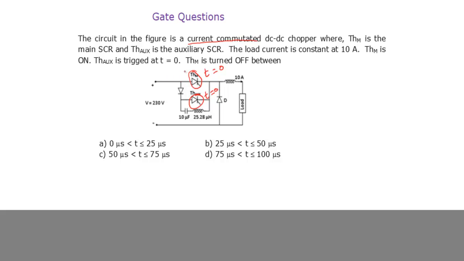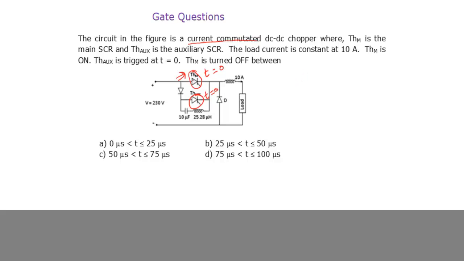Then how long will this main thyristor be in conduction? That's what you have to find out. Then obviously you will be able to answer the given question. Indirectly it is asked where this thyristor is turned off, that is 0 to 25 millisecond, 25 to 50 and so on. That means indirectly it is asked how long this main thyristor will be in conduction. We already discussed how to calculate this. I already gave the equation related to this in the last session.